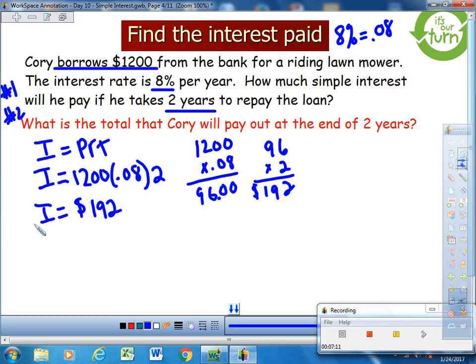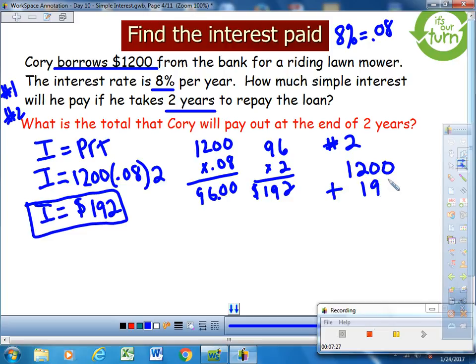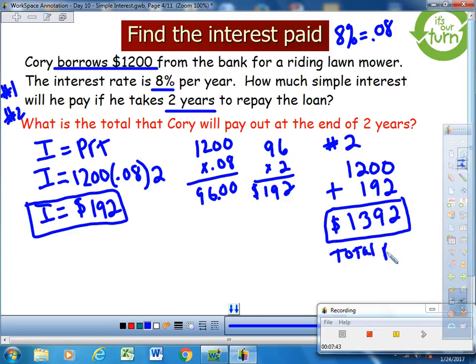Question number 2 is asking, what is the total Corey will pay out at the end of 2 years? So for question number 2, he's paying back the $1,200 plus he's paying back the interest that they charged him. So $1,392 is his total payback or payout. All right.